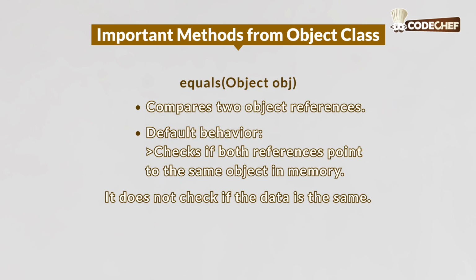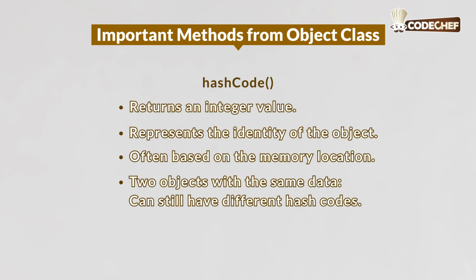Next is equals(Object). Here it compares two object references. The default behavior is to check if both references point to the same object in memory. It does not check if the data is the same. hashCode returns an integer value. It represents the identity of the object. It often is based on the memory location. So two objects with the same data can still have different hash codes.